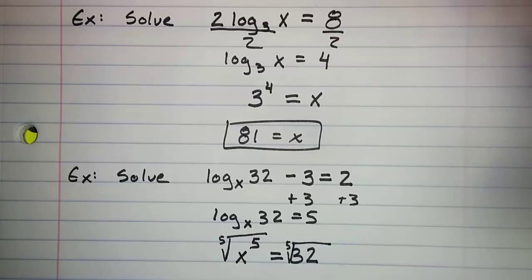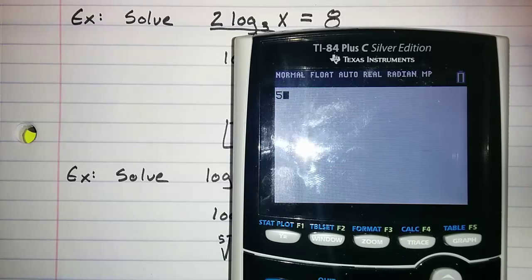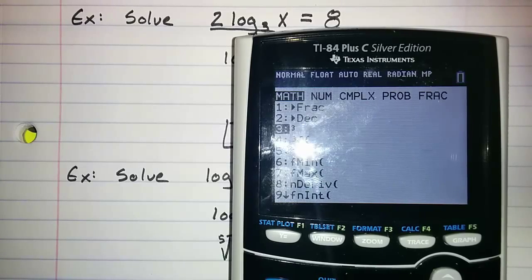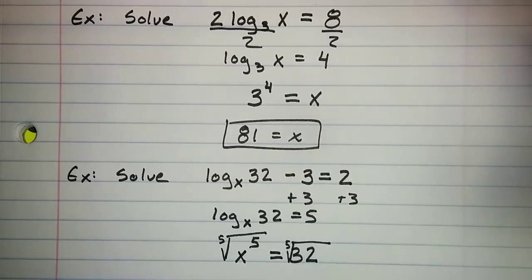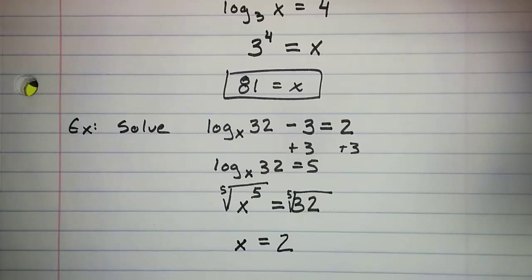Do I need to be worried about plus or minus? No, I don't. 2 reasons. 1, x has got to be positive. 2, this is an odd root anyway. So x will be the 5th root of 32. I'm going to say 5 math x root 32 is 2. Maybe I knew that also. So my x is 2.